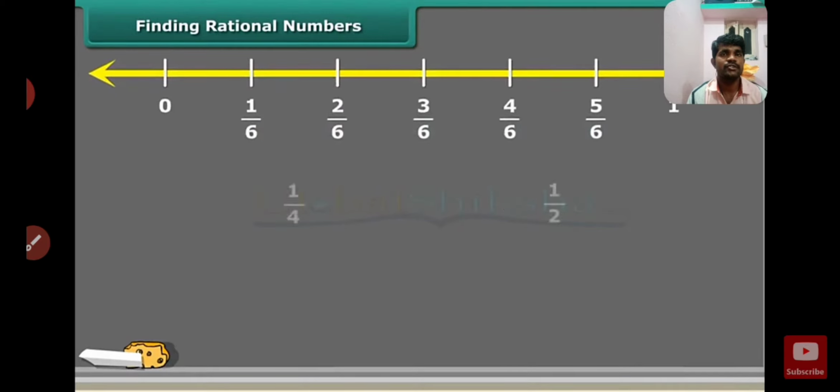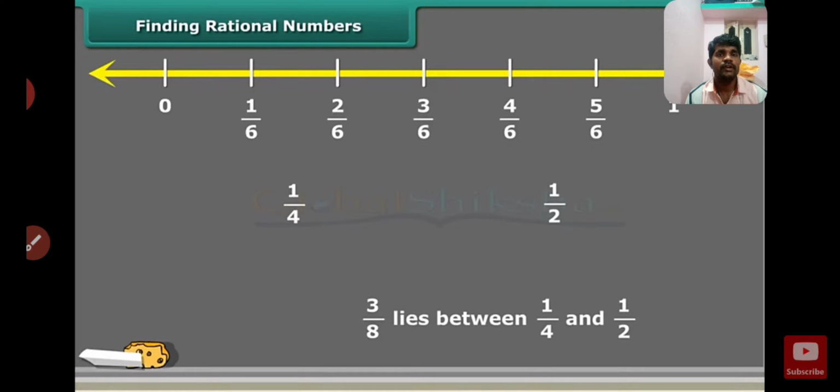Here, finding the rational numbers in between rational numbers. In between 1 by 4 and 1 by 2, 3 by 8 lies between 1 by 4 and 1 by 2. How? Because 1 by 4 plus 1 by 2 is equal to 3 by 4. 3 by 4 divided by 2 is equal to this one.